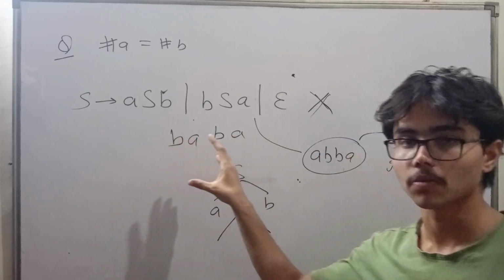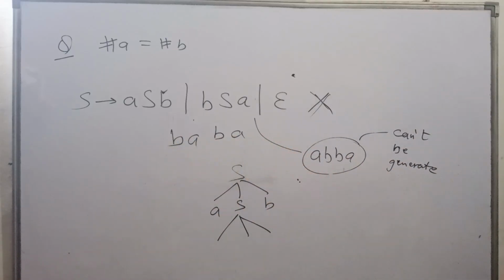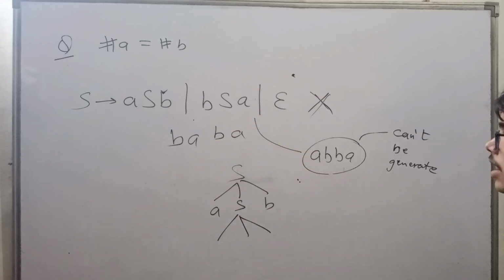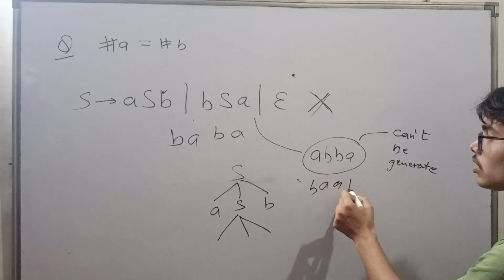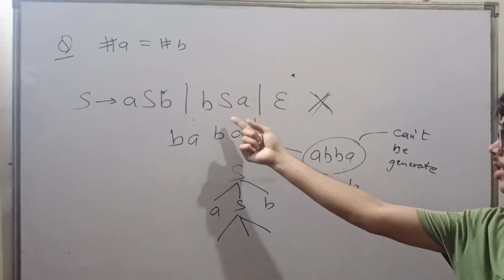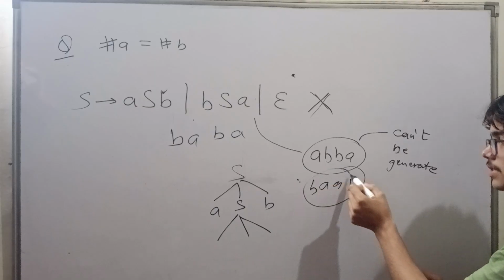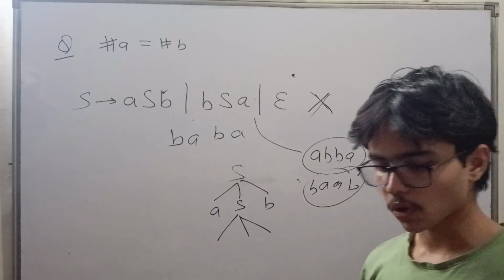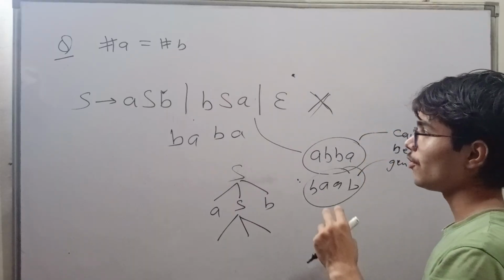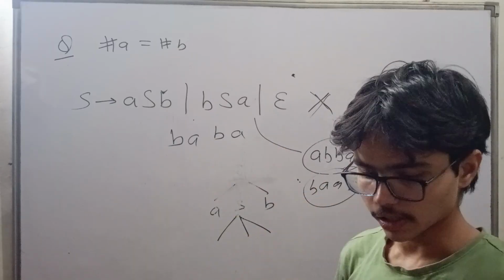What is the problem coming here? This is wrong, as there are many more examples which are not accepted by this, like A B also not generated, and B A is also not generated. So what's the problem here, and what do you have to do?